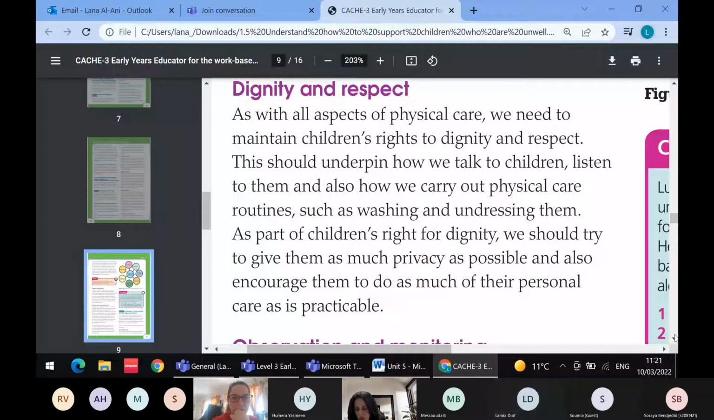We wash their faces if they have a fever. We undress them if they have too many clothes on and they feel really hot. Maybe take off some of the layers they are wearing, or maybe put them in their pajamas if it is more comfortable to sleep. As part of the child's right to dignity, we should try to give them as much privacy as possible. If they go to the toilet, we encourage them to do their own personal care. It's very important.